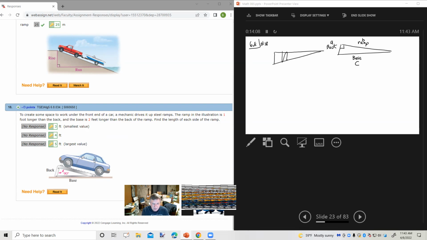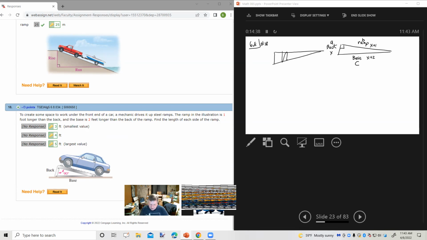Okay. Now let's see what it says. The ramp is 1 foot longer than the back, and the base is 2 feet longer than the back. So both the ramp and the base are being compared to the back. So if we call the back X, okay, the ramp is 1 foot longer than the back. That's going to be X plus 1. And the base is 2 feet longer. That's going to be X plus 2. Now I know I've got all these different variables. I've got labels and things in X and things in A and B and C.